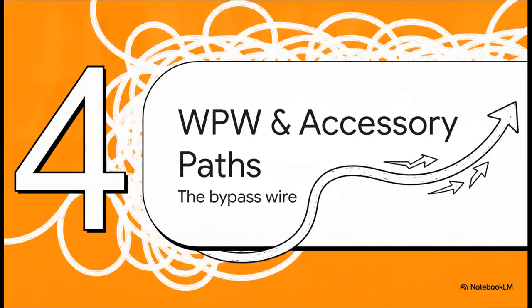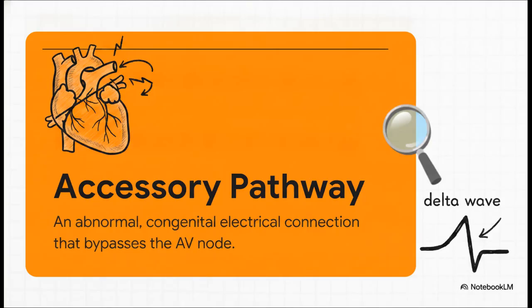Section 4. WPW and accessory pathways, the secret back alley wire. So while AV-NRT is an anomaly right inside the AV node itself, our next structural glitch involves a completely separate, secret back alley wire that bypasses that normal checkpoint altogether. This is the defining feature of Wolff-Parkinson-White, or WPW syndrome. Get this, about 1 in every 1,500 to 2,000 people are born with an accessory pathway.